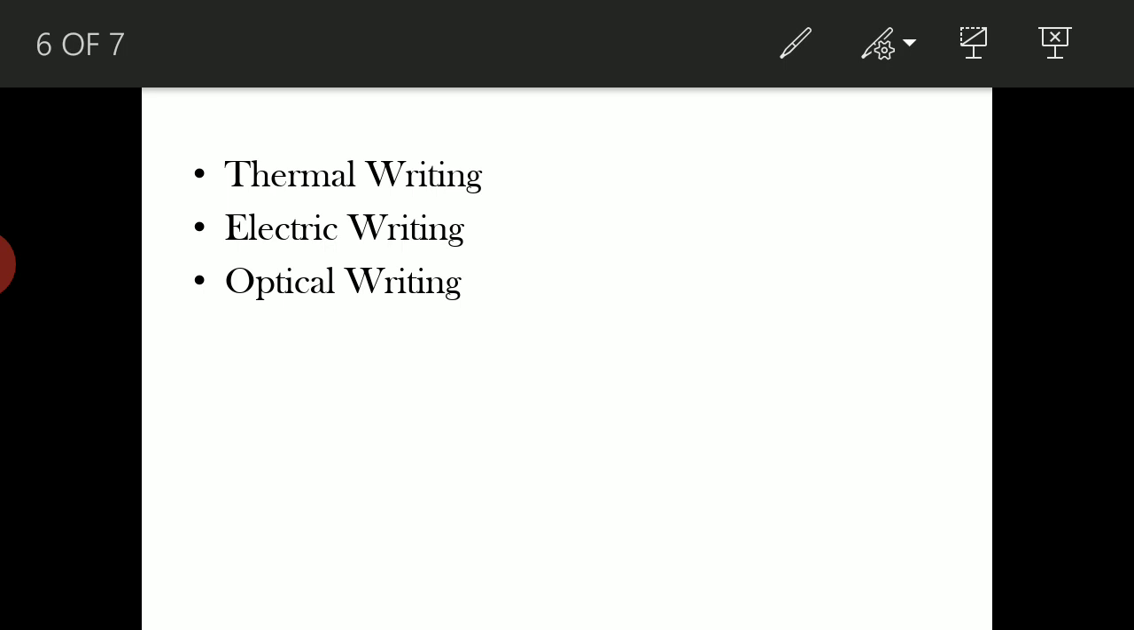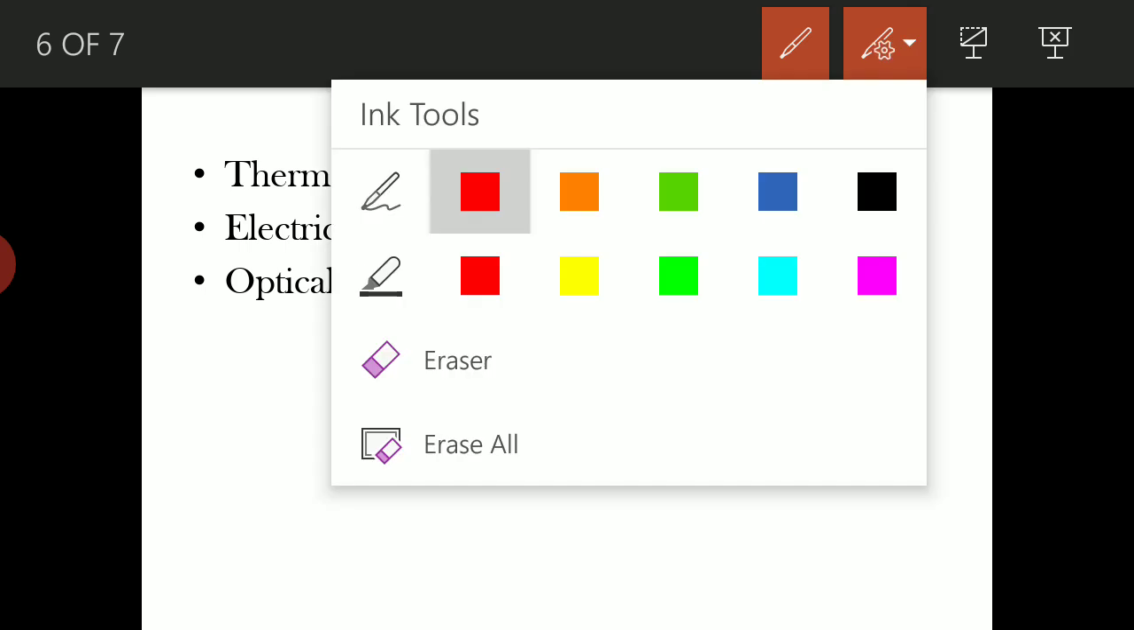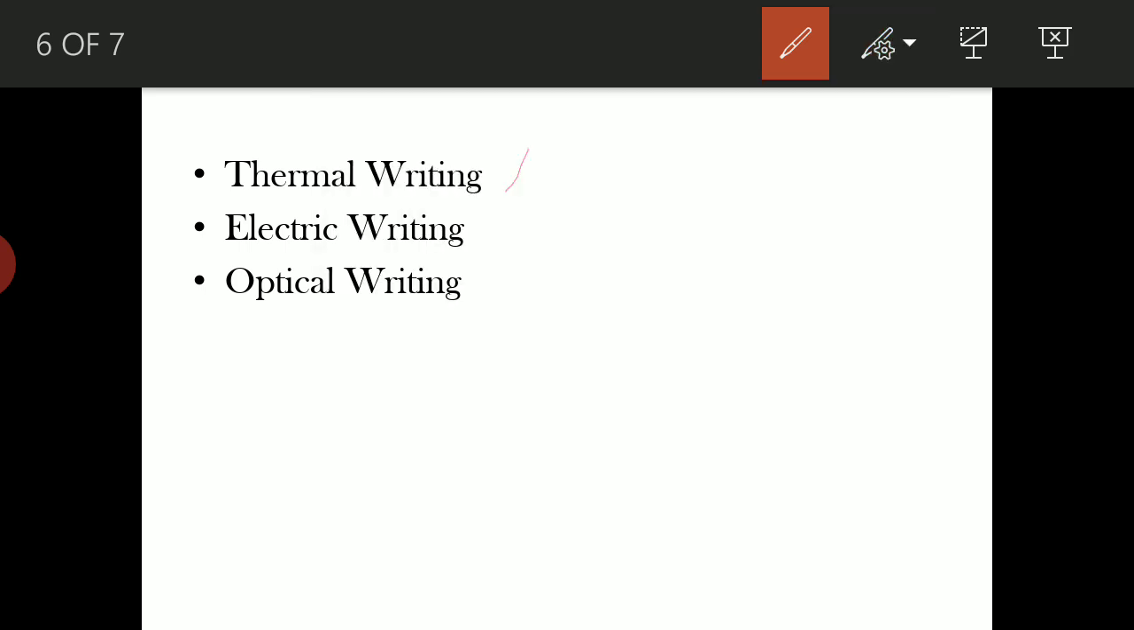Then, the third method is thermal writing. In thermal writing, we have a thermally sensitive paper. The pen is a heated pen, heated using some electrical methods, and it is used to draw over the heat sensitive paper. The pen will leave some markings on the paper and we can record the signal using this method.